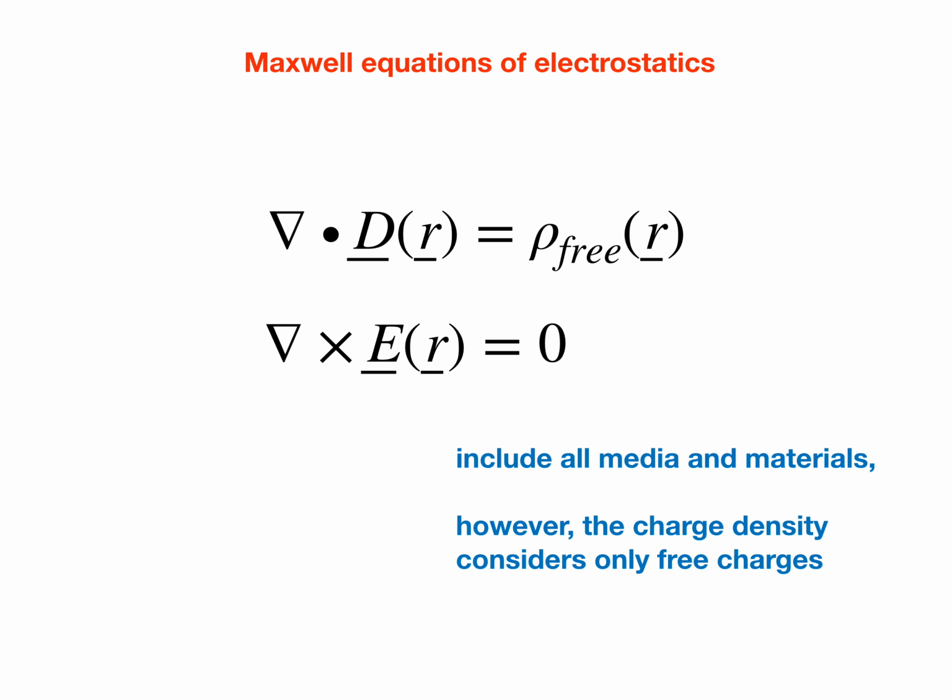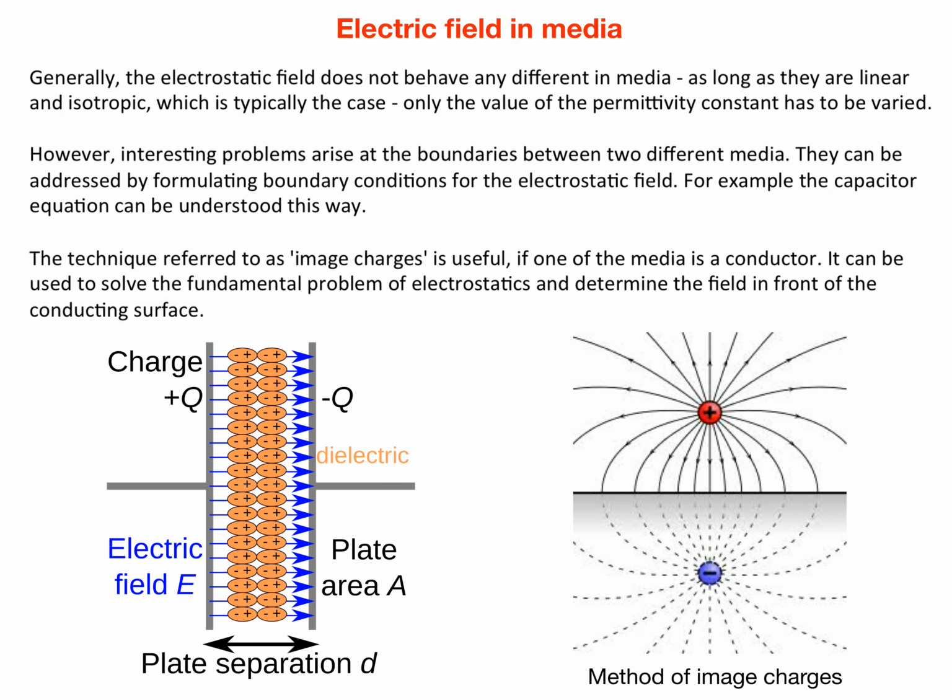This distinction is not necessary in free space, since free space cannot be polarized. Generally, the electrostatic field therefore does not behave any differently in media, as long as those media are linear and isotropic, which is often the case. Only the value of the permittivity constant, epsilon, has to be varied.